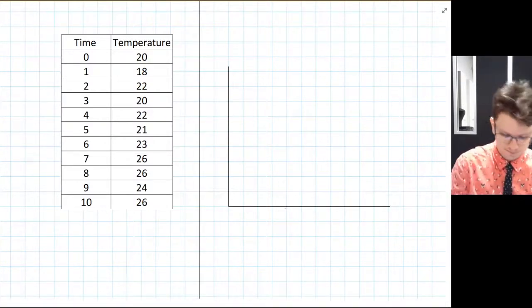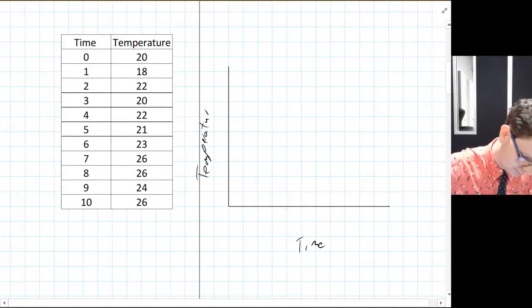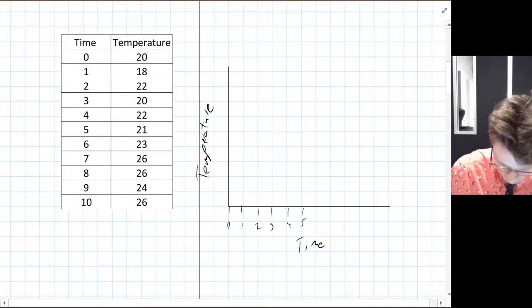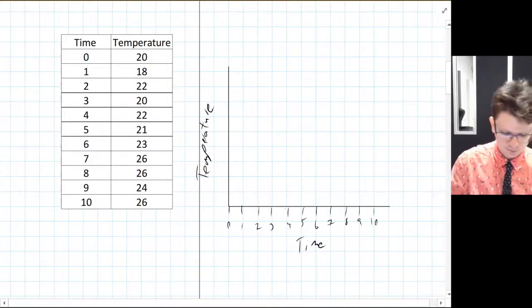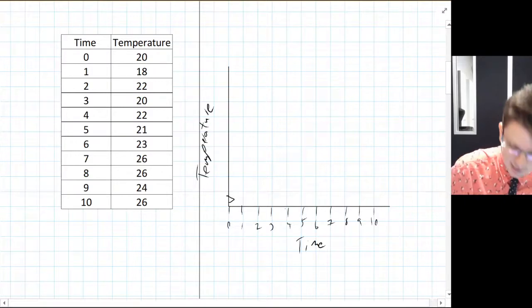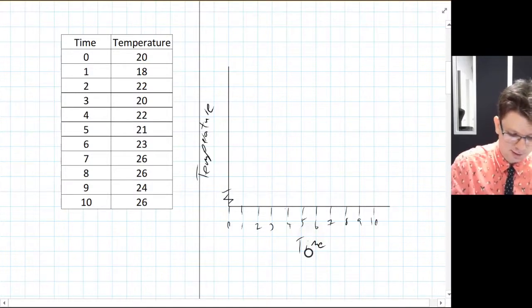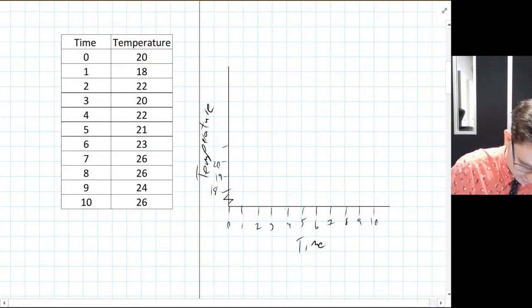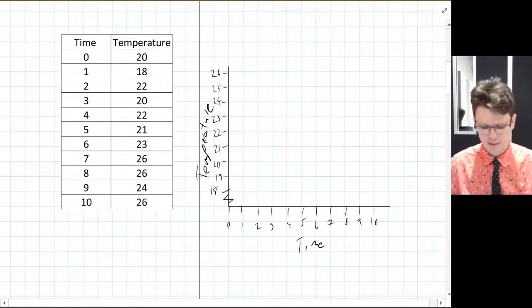Alrighty, so let's have a go through. So once again, time down the bottom, temperature up the side. Time goes up in ones, so 0, 1, 2, 3, 4, all the way up to 10. And my temperature, once again, I'm going to use that funny little Z thing, which means I don't have to start at 0. And I'm going to start at 18, and 26 is my largest number, so I don't want to go any past 26.